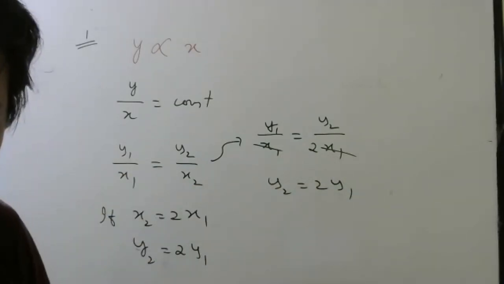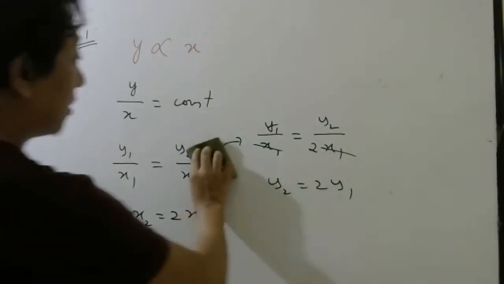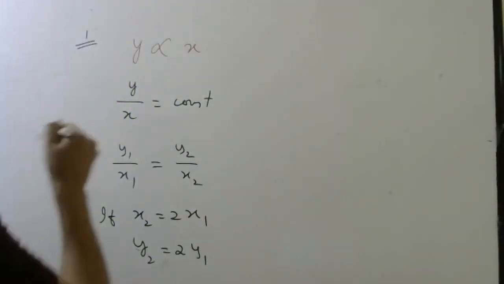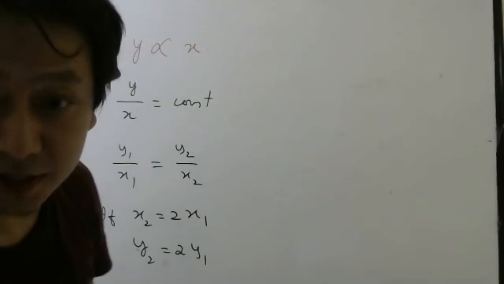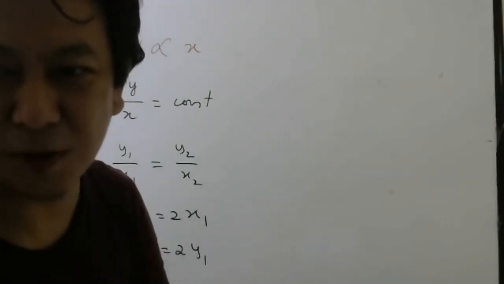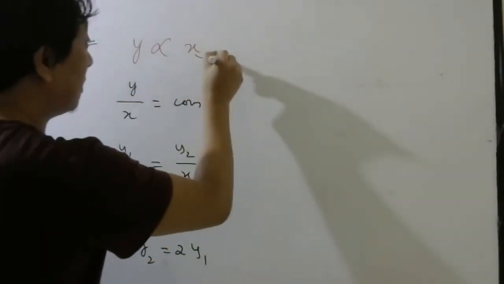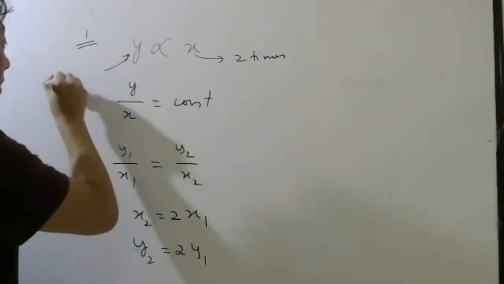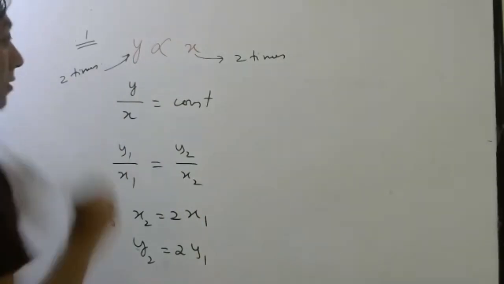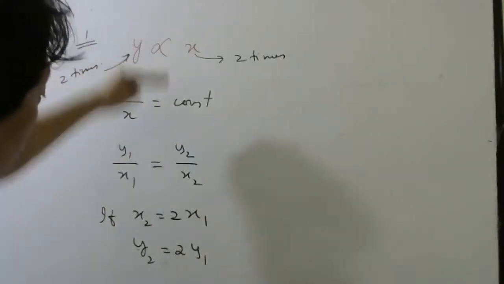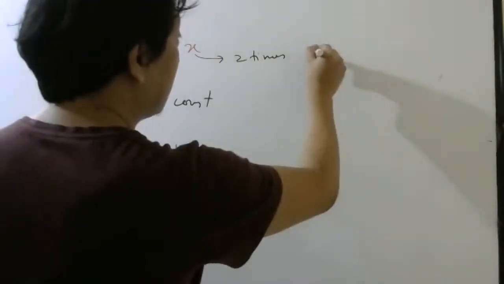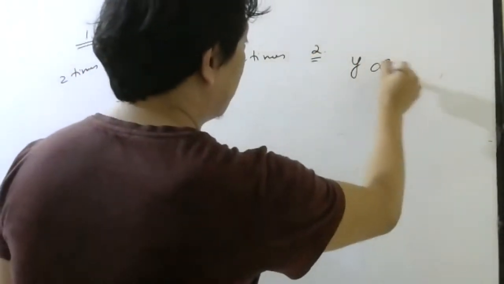Okay, so I don't want you to do this kind of calculation. If you see y is proportional to x anywhere in any equation, that means if x increases 2 times, y will also increase 2 times. You should say it fast. You should not do this calculation. Understanding or not?